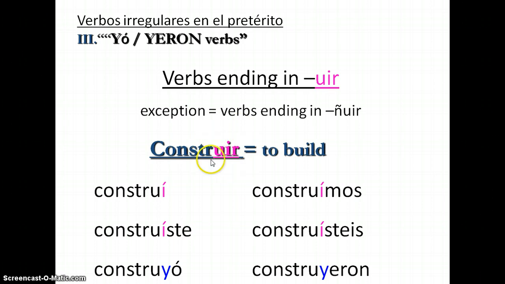Here's a verb that ends in uir. Notice the spelling change in the third person singular and third person plural. The I goes to a Y. And then in the rest of the verb, there are accents over the I. An exception to this rule: verbs ending in nuir do not follow this rule.